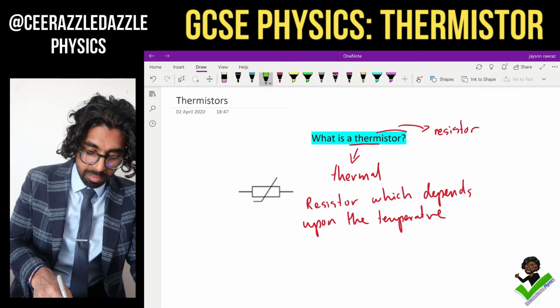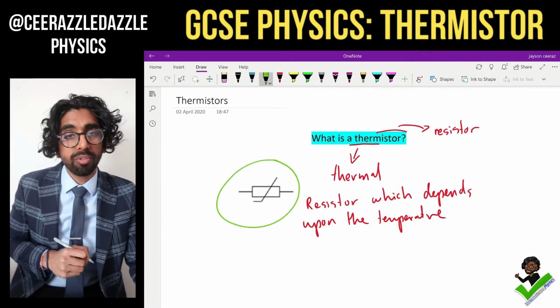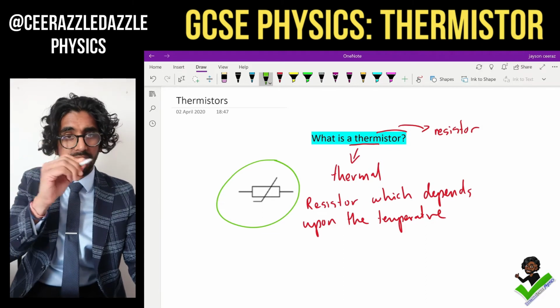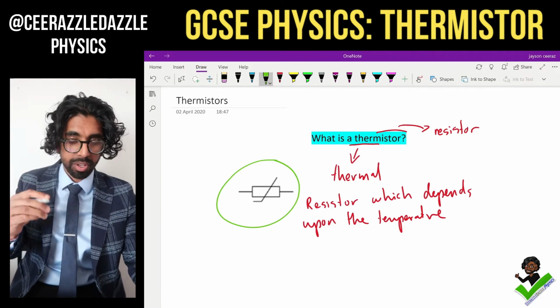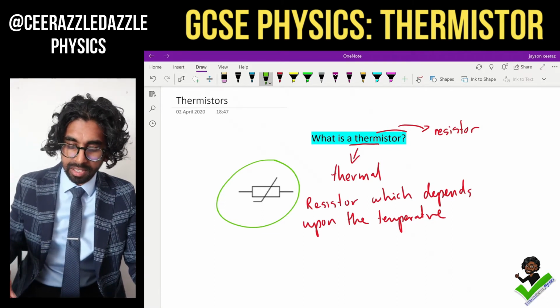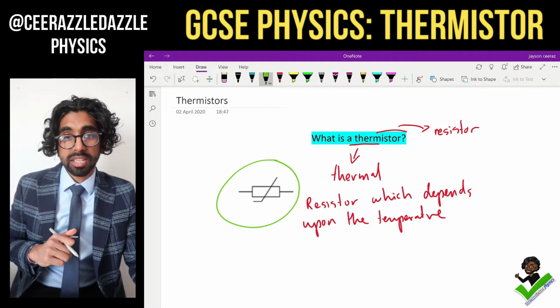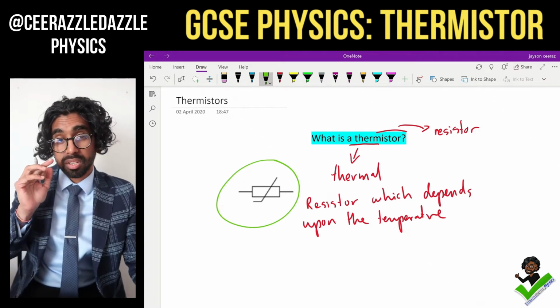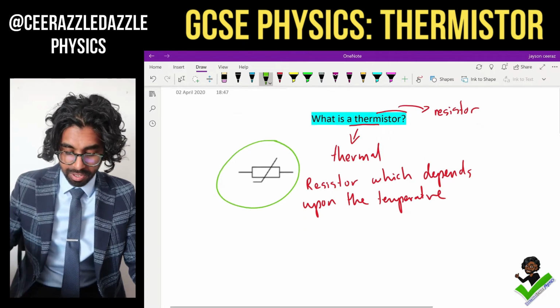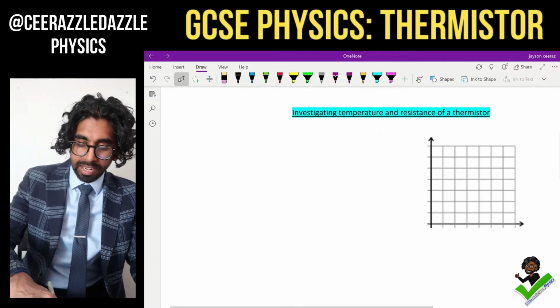Here is our circuit symbol. So that is the symbol for the thermistor. It's a normal rectangle, and we've got a hockey puck going through it. So make sure you can memorize that. So a thermistor is a resistor which depends upon the temperature. But fine, now we can move on.